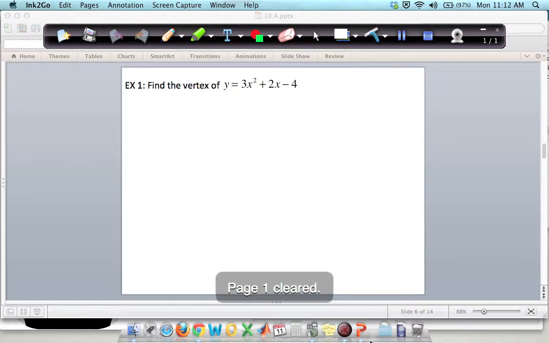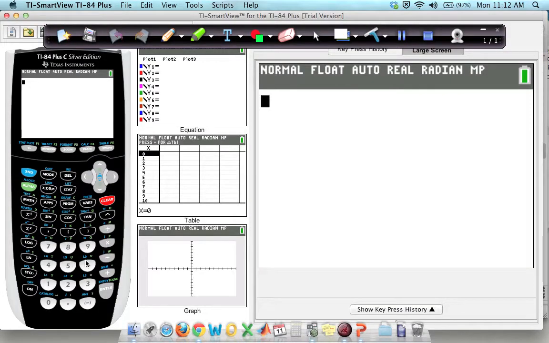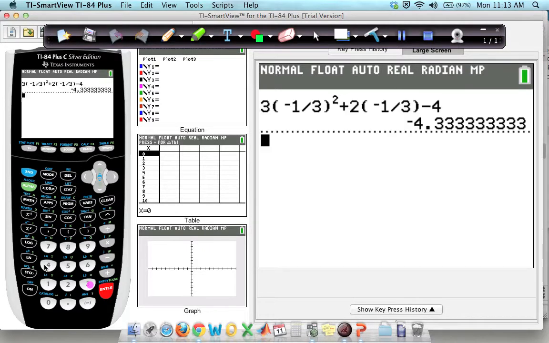Go to the calculator, and I'm going to type in 3 times negative 1/3 squared plus 2 times negative 1/3 minus 4. Hit enter, and your calculator is going to get your decimal answer.